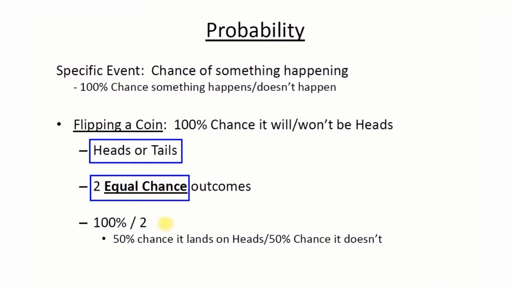on heads? What I do is I start with 100%, which I always do when working out probability because that's the total of something happening or not happening. And in this case, I only have two outcomes and they're equal outcomes. So I take my 100%, I divide it by 2, and what I've come up with is there is a 50% chance when I flip a coin that it lands on heads and a 50% chance it doesn't. And notice that 50 plus 50 equals my 100. These two numbers always have to equal 100 every time.